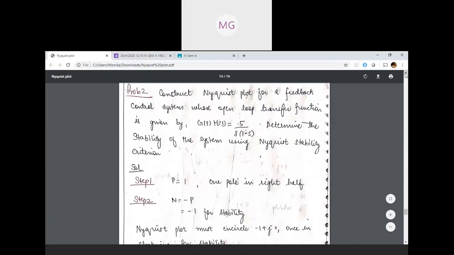Let us solve the last problem, Nyquist plot. With this, we will finish our portions. Saturday's class will be a revision class. We will be doing practice problems, revising the topics.